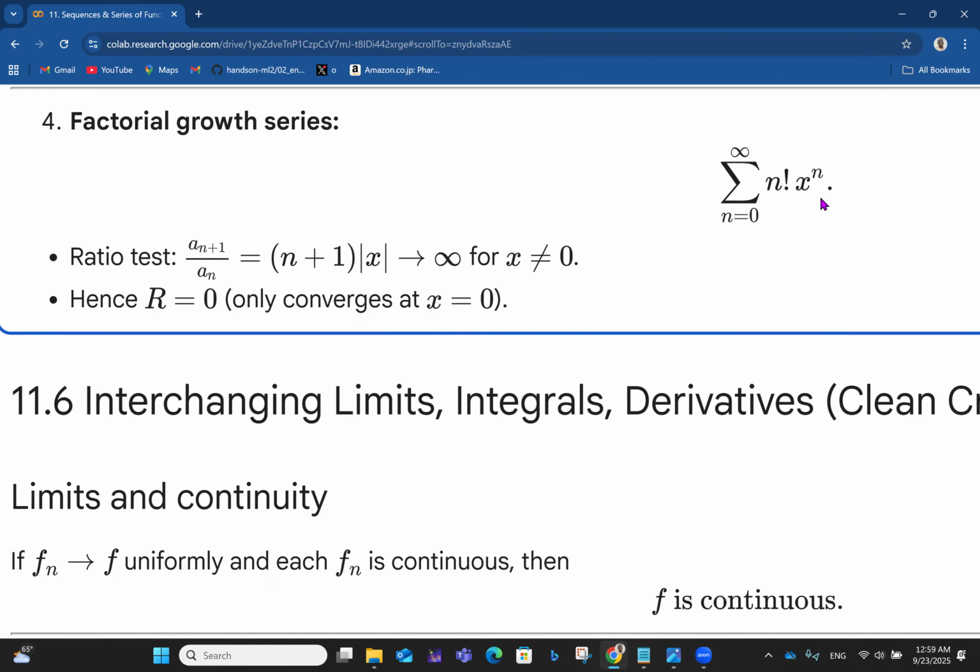And for this, you have x raised to power n plus 1, that's x raised to power n times x, divided by x raised to power n. So x raised to power n cancels out, and at the end of the day you have the absolute value of x. That's why a_(n+1) over a_n is (n plus 1) times the absolute value of x. And as n increases, of course, this approaches infinity for x not equal to 0. So in that case the radius of convergence will be 0, because it only converges at x equals 0, because at x equals 0 the whole thing goes to 0, right?